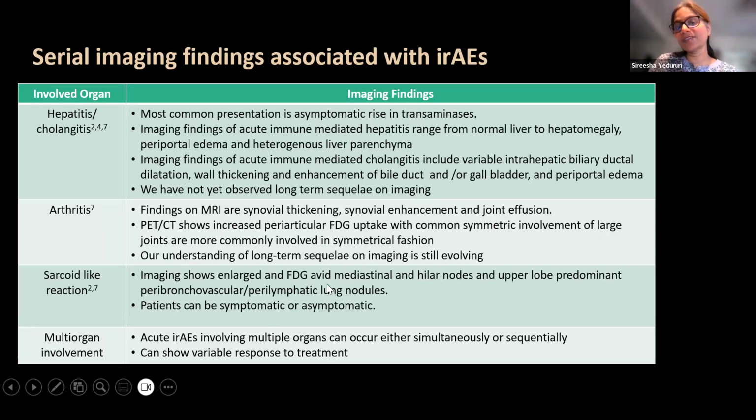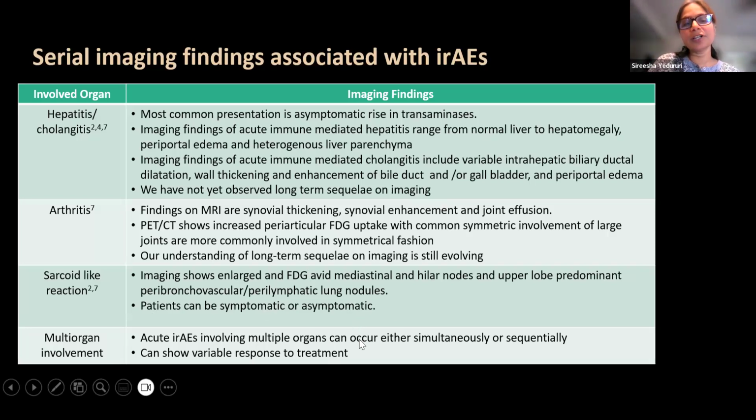Sarcoid-like reaction is something we see very commonly. Patients on immunotherapy have symmetric enlargement and uptake in the hilar and mediastinal nodes and some lung nodules, similar to sarcoidosis. If you don't understand that it can be a complication of immunotherapy, these patients end up being called as progression. But if you give a heads up and keep the other possibility in mind, maybe it will save patients and clinicians some trouble, right? We have to consider sarcoid-like reaction as the second possibility.